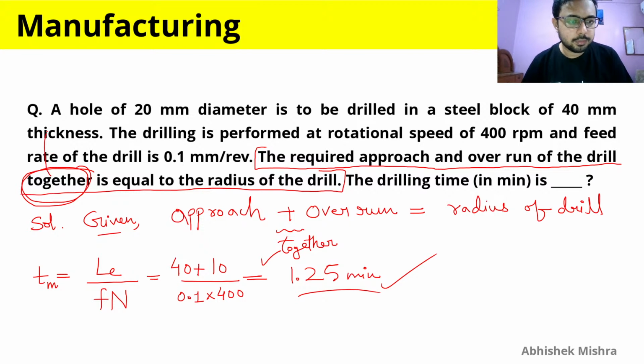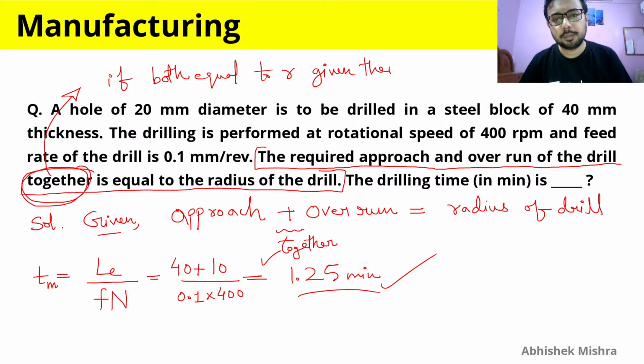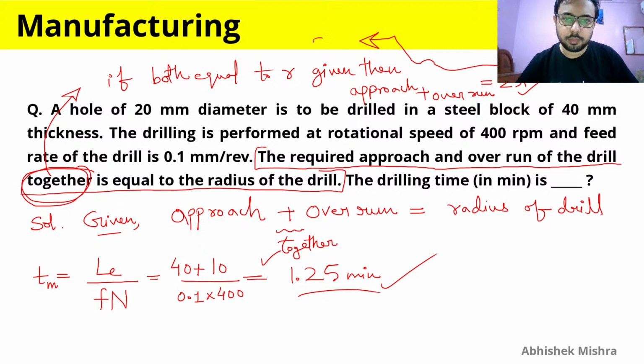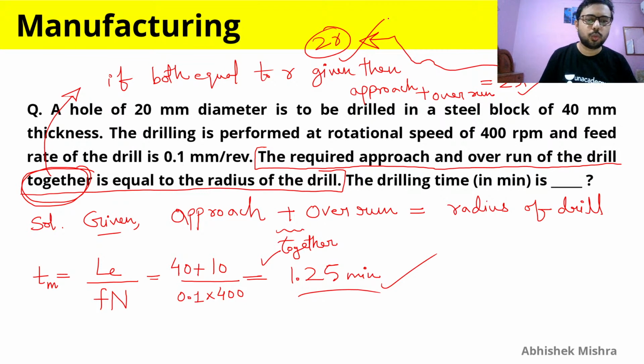So if it is written, if both are equal to r given, then approach plus overrun will be equal to 2r. So again, if both equal to, let me see if I have written it. So here I have written 2r. So they both are equal to 2r. If both are equal to r, then your total sum will be 2r. So here clearly understand the terms, clearly understand the words and what they mean.